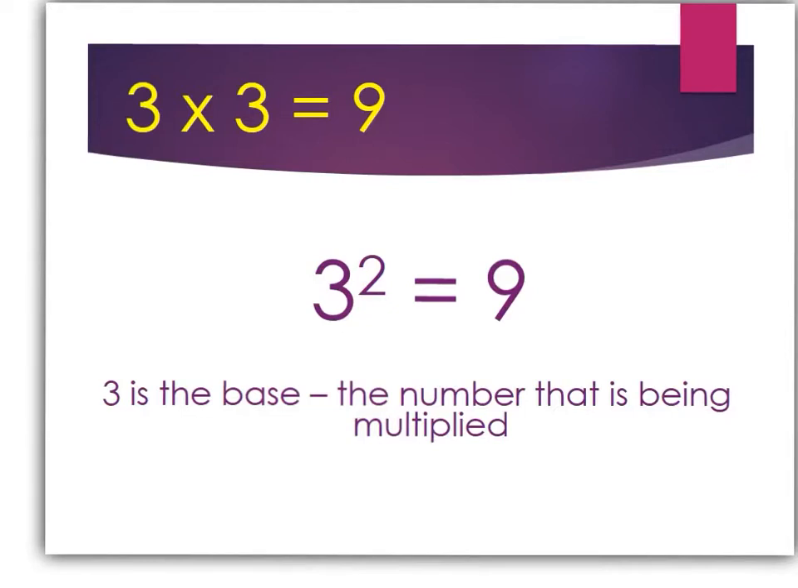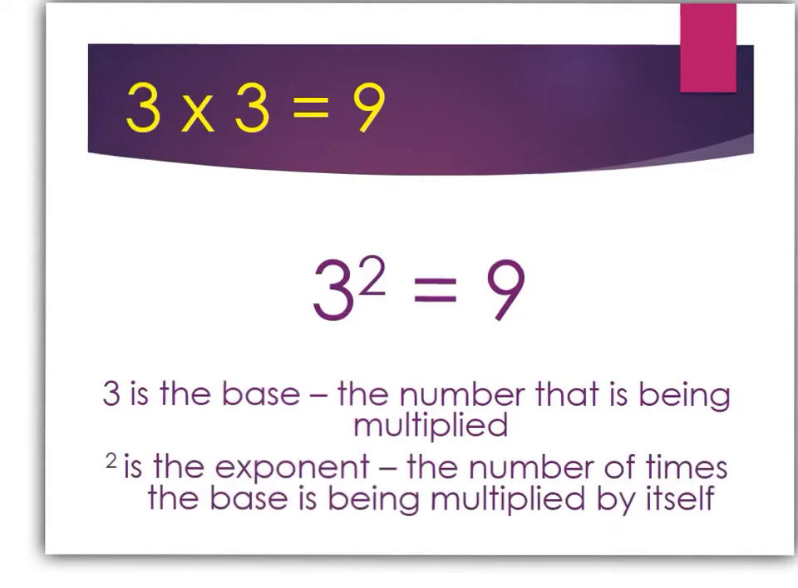See, the 3 is the base. That's the number that's being multiplied by itself. And that little 2 sitting on the shoulder is the exponent. It's the number of times the base is being multiplied by itself, or in this case, the number of times 3 is used as a factor.